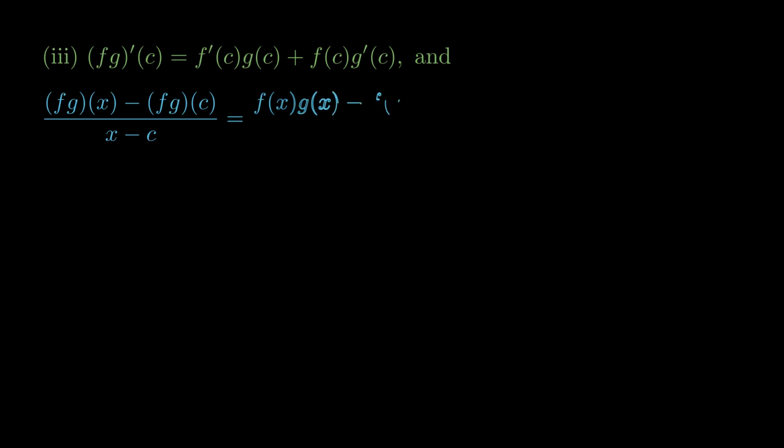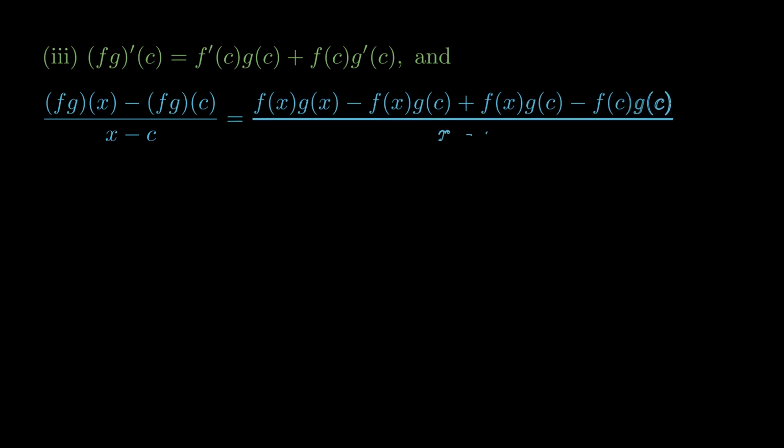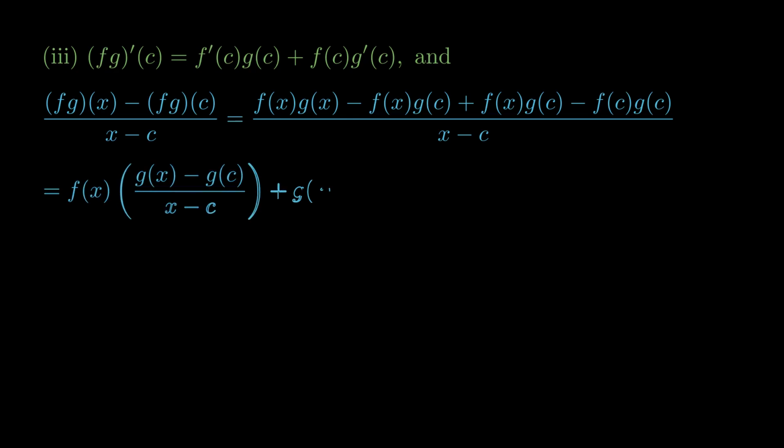We can rewrite it like this, expanding out fg of x to f of x g of x, same with the fg of c, and then both add and subtract f of x g of c, so that we could factor an f of x from the first two terms and a g of c from the next two.